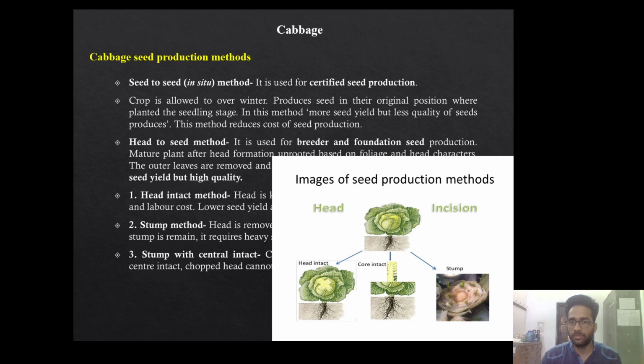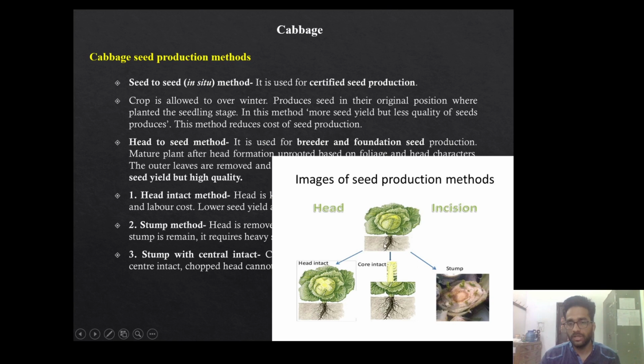In case of the head to seed method, first seeds are sown, then the crop is removed from there after completion of winter, and then it is re-sown. In the head to seed method, there are three methods. One is the head intact method. In the head intact method, the head is kept as such.